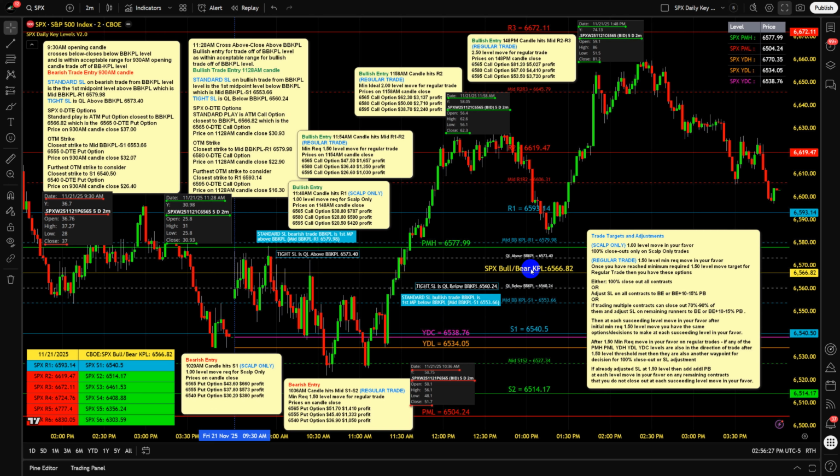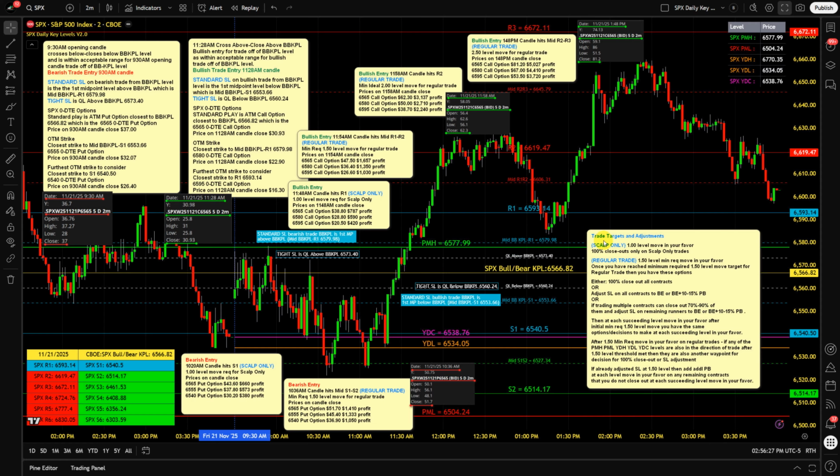Okay, so the stop losses are going to be the same on this trade, whether you use the at the money strike, which is the standard play, or use either one of the out of the money strikes, because the stop loss is level based, not price based on the initial trade entry.